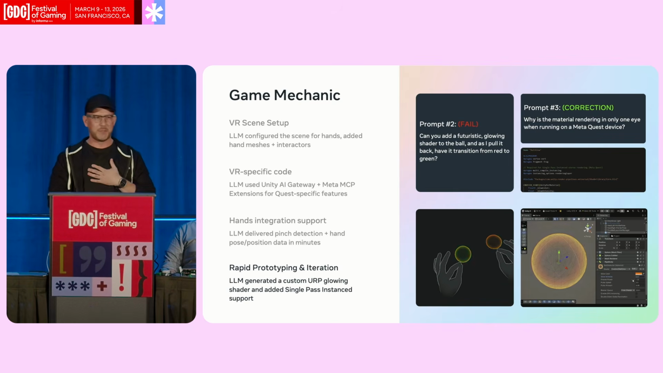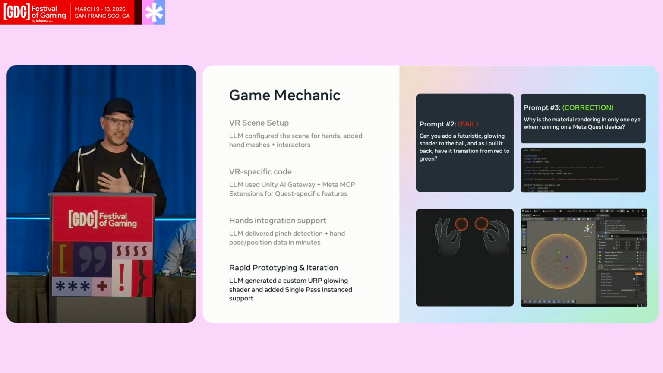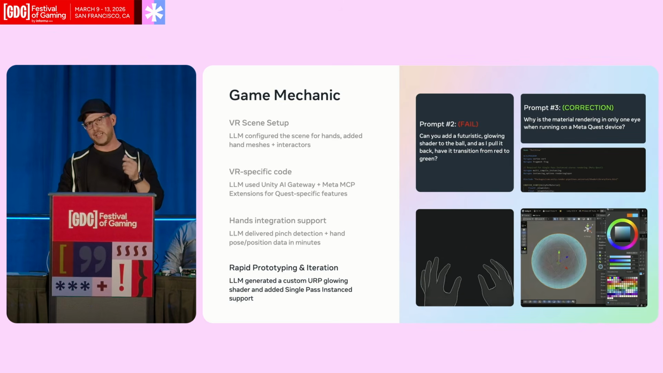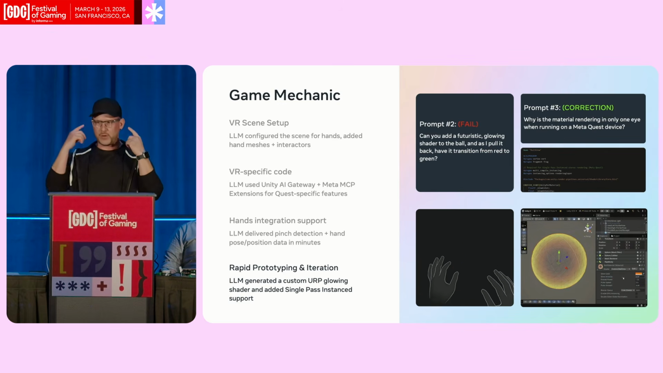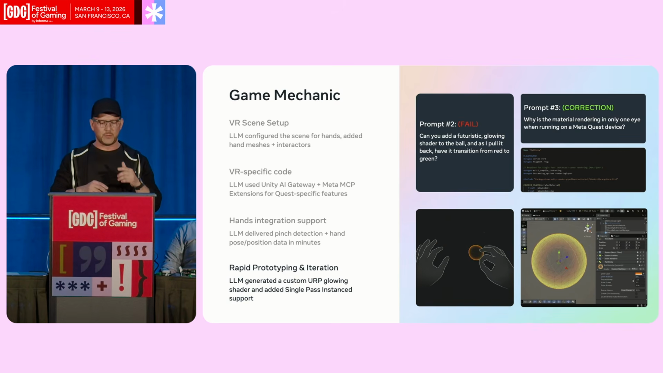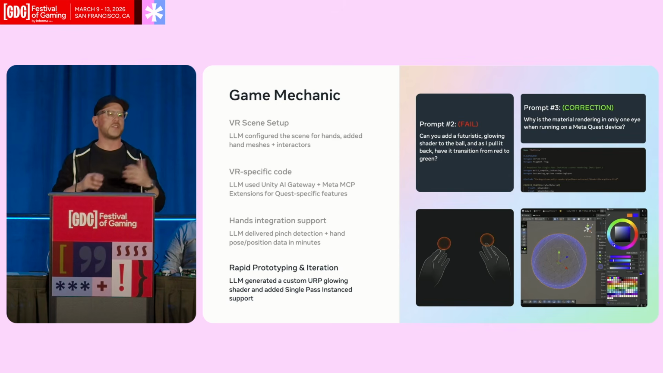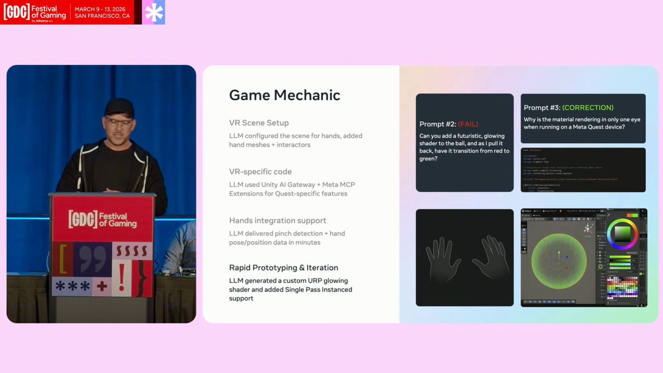And I personally had a hard time learning how to create shaders and pretty advanced shaders, especially for VR, because you need to start thinking about single pass instancing and stereo, where you have to render multiple eyes. So I asked this prompt, which is, can you add a futuristic glowing shader to the ball, and as I pull it, basically have a transition from one color to another. So I told it that.